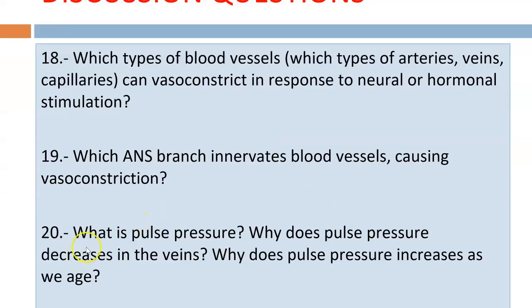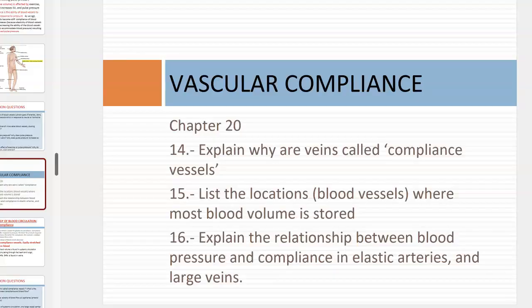Okay. You should know what pulse pressure is, and why pulse pressure decreases in the veins. Why does pulse pressure increase as we age? And keep in mind, in veins, the opposite is happening as happens in arteries. We go from many small blood vessels into progressively fewer but larger blood vessels as the blood returns to the heart. And you should know the effect of exercise on pulse pressure. And we measure pulse pressure using arteries because veins don't have a pulse pressure.